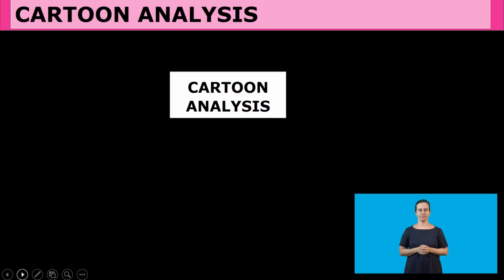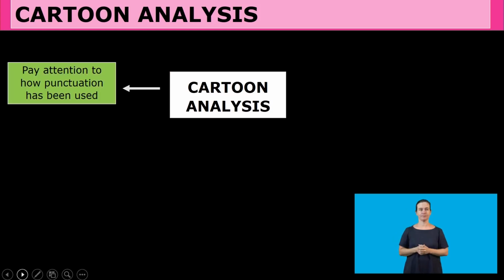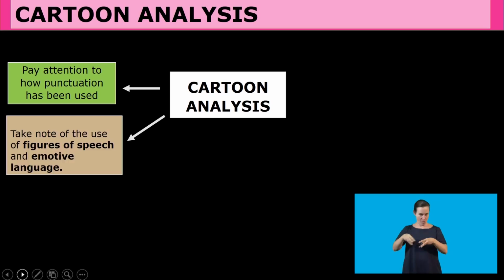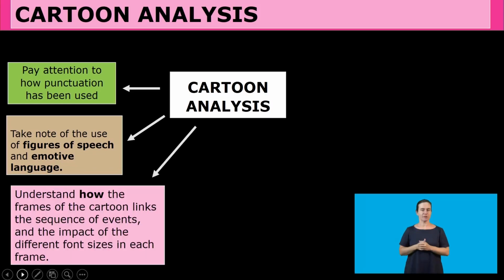We will now be looking at the cartoon analysis and the aspects we need to pay attention to. We need to look at punctuation and how it has been used. Remember, words are said in a certain way in the cartoon. Take note of the figures of speech, your satire, your irony, your pun. Remember, this contributes to the humor as well as the emotive language that the cartoonist uses. Understand how the frames and the sequence in which the cartoon is set out impact the message that the cartoonist wants to drive home.